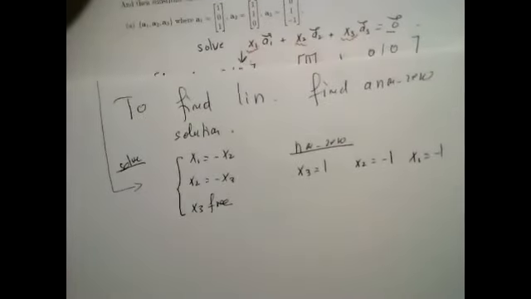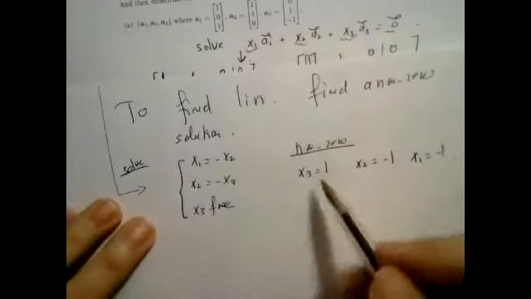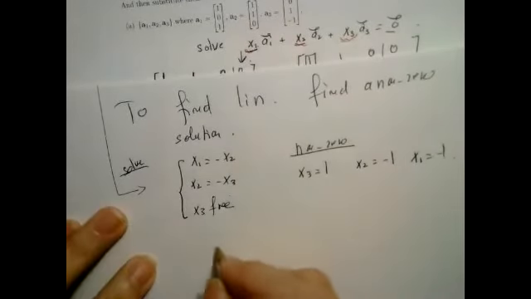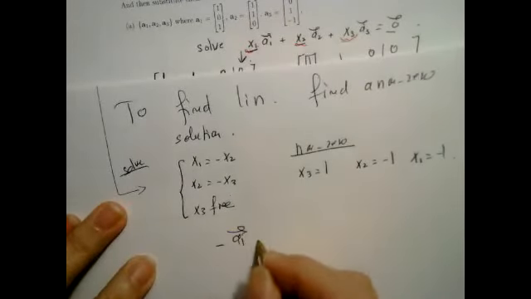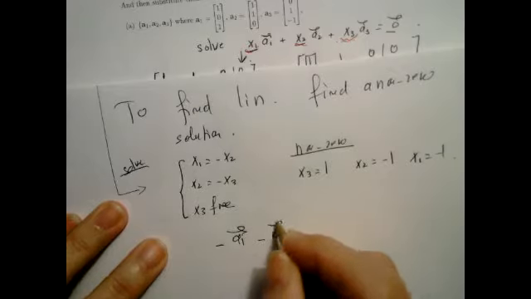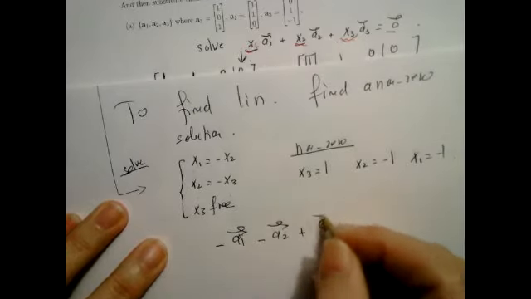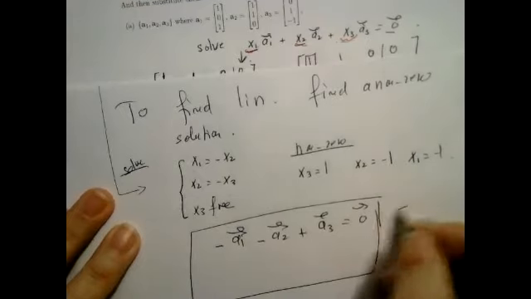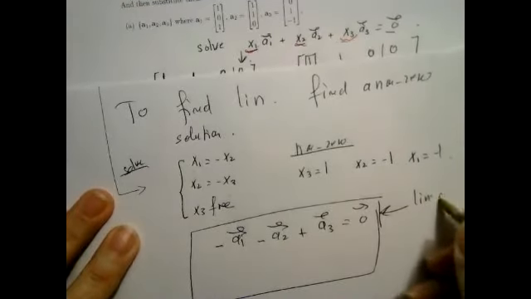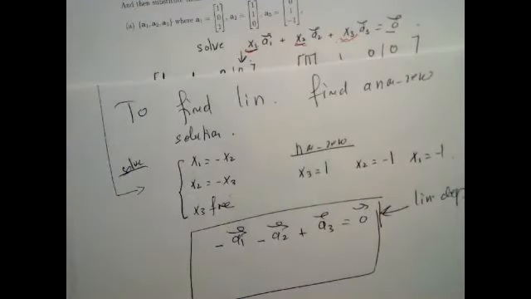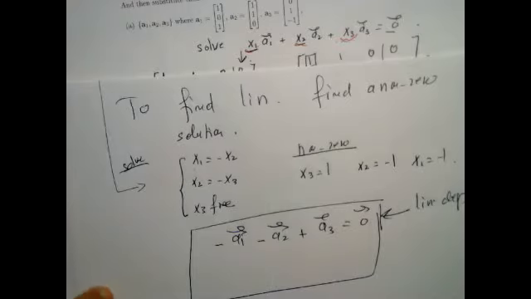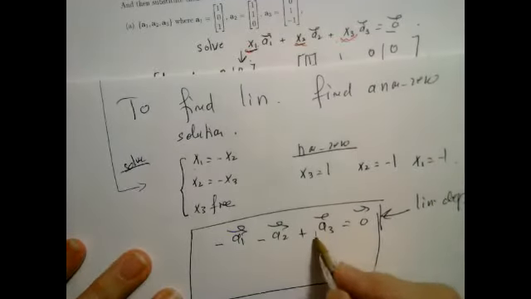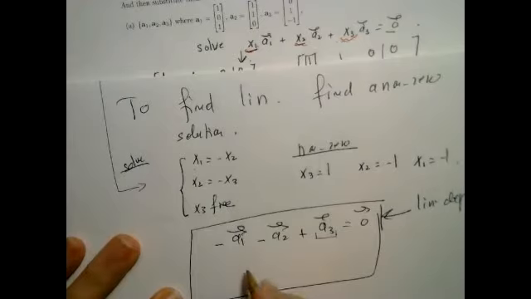But what does this mean to us? What's the linear dependence? It means that I'm solving for those scalars. If I take minus A1 minus A2 plus A3, it is equal to 0. That's the linear dependence relation. The vectors are linearly dependent on each other, and if I have this, now I can express one of them as a linear combination of the other.